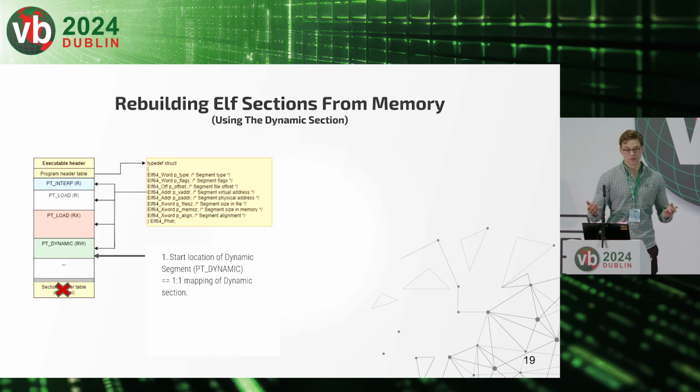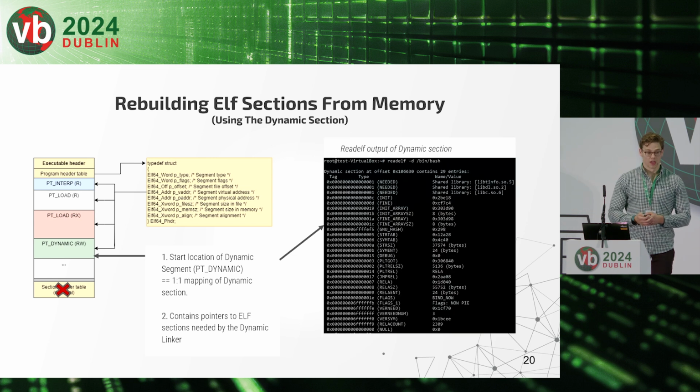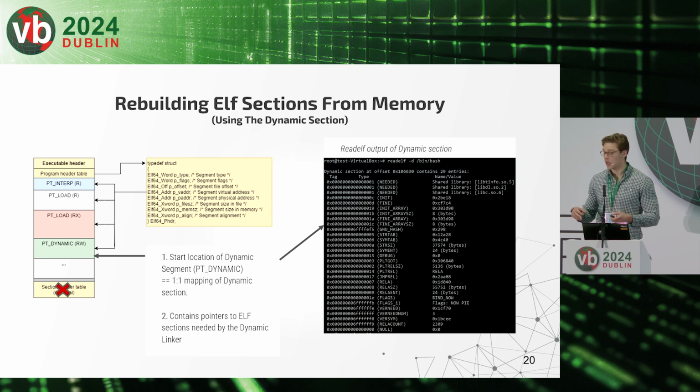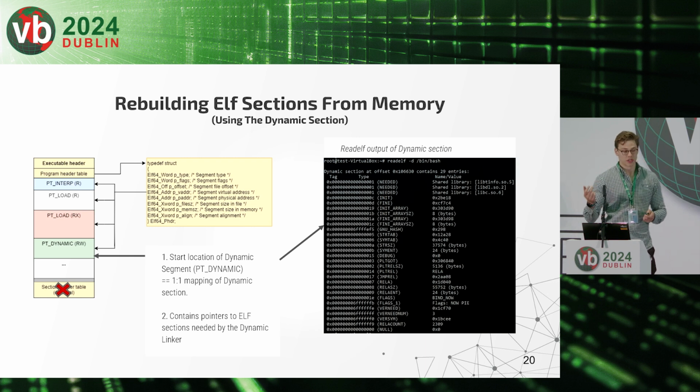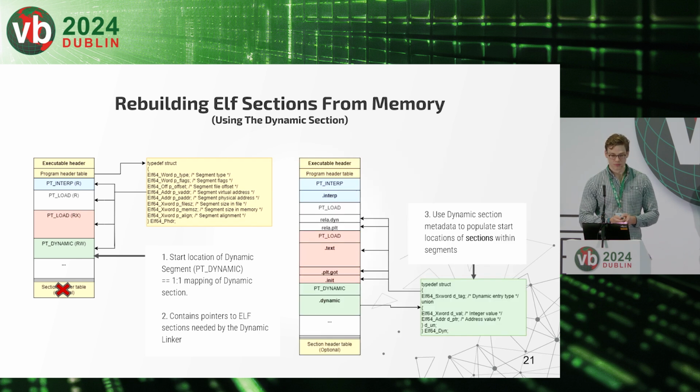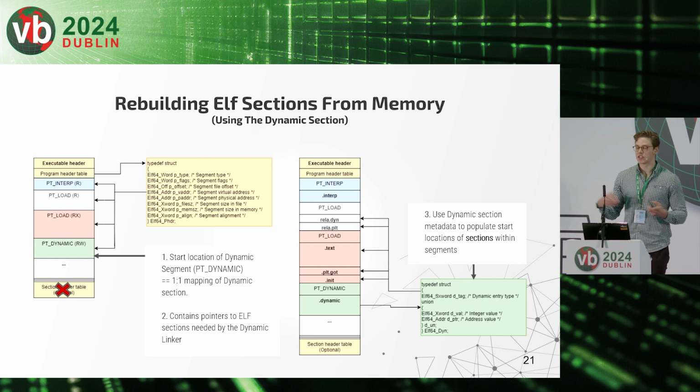So how do we rediscover that? Well, one way is to look at the dynamic segment. This is a little bit different from the other segments in that it retains a one-to-one mapping with a dynamic section. And here's the dynamic section in the readelf output. Essentially, it's just a load of structs that contain information that the dynamic linker needs to load binaries into memory. And some of those structs actually contain pointers to some of the sections that we're interested in. So using that, we can start to reestablish that granularity in our process memory image.